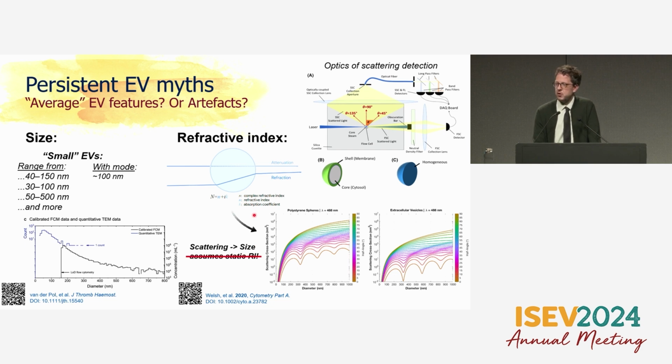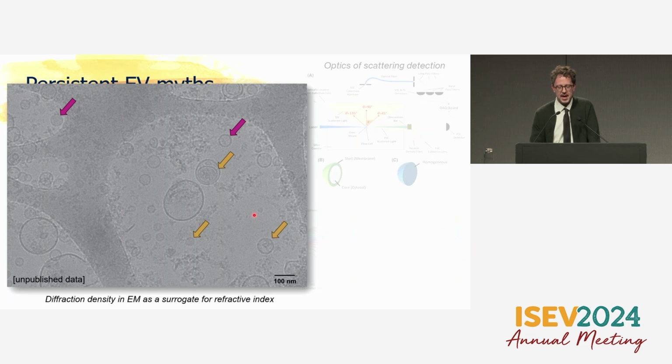In fact, of course, we know that's not true, and you could easily just look at cryo-EM images to actually tell that. You can use the density of the particles as a surrogate for their refractive index. If you look at these two purple particles, these are pretty much the exact same size in their nominal diameter. One is quite dense, and one is quite empty. These are going to have completely different refractive indices. So if you assume a constant refractive index and turn that scattering into size, you'll assume that these two particles had different sizes.